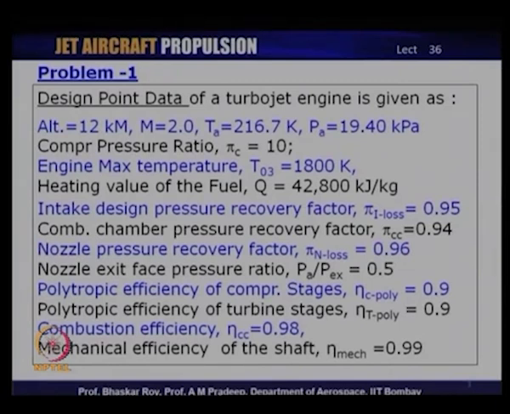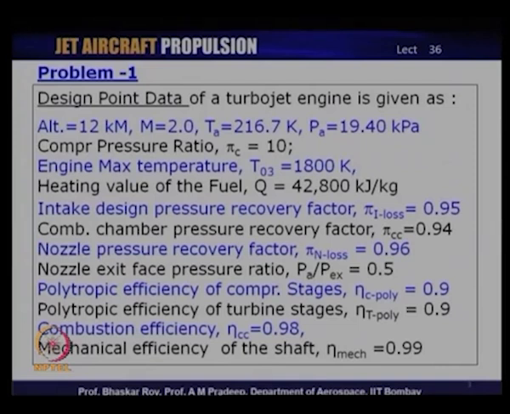Nozzle exit phase pressure ratio, that means at the exit of the nozzle, Pa by Pex would be 0.5, and the polytropic efficiency of the compressor stages for each of these stages is 0.9. Polytropic efficiency of the turbine stages is given as also 0.9. The combustion efficiency is given as 0.98, and the mechanical efficiency of the shaft, eta mechanical, is 0.99.